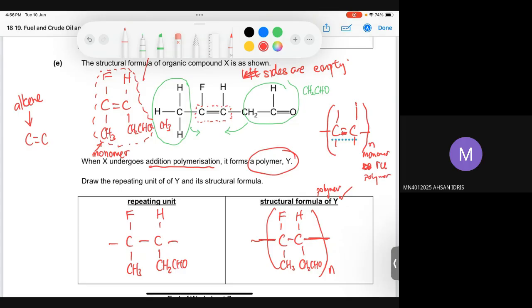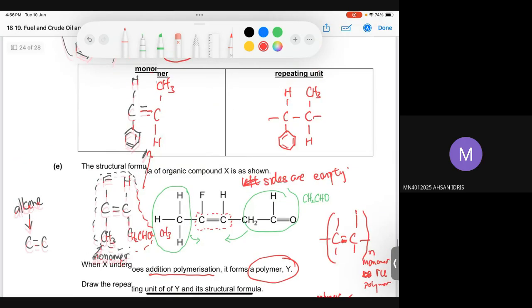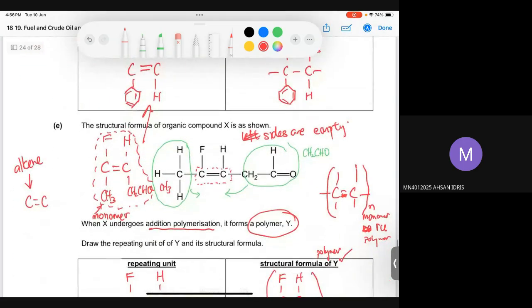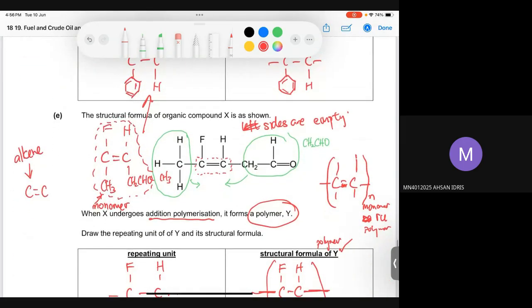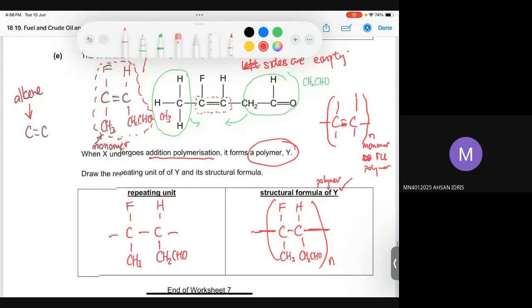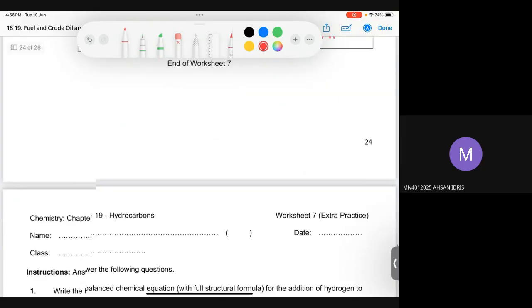Okay? So this whole part here that I went through in terms of how to do addition polymerization, the questions can come in many variety. But as long as you're very familiar with the monomer, repeating unit, and structural formula of the polymer, you know how to shift the groups around the two carbons that has a double bond, you are more or less safe for this particular chapter already.